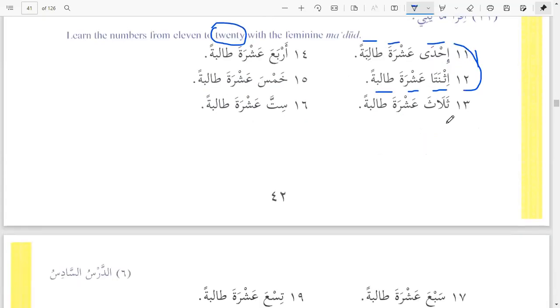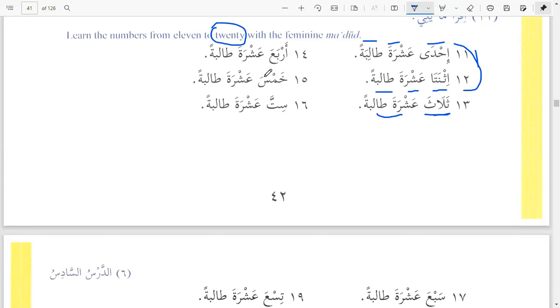But for 13, we have learned the first part of the adad, it doesn't agree with the madud. Madud is feminine. Second part will agree with the other. So first part will be the opposite gender of the other. Talibatan is feminine, so first part will be masculine, muzakkar, and it will be mansub. Salasa Ashrata Talibatan. 13 students.